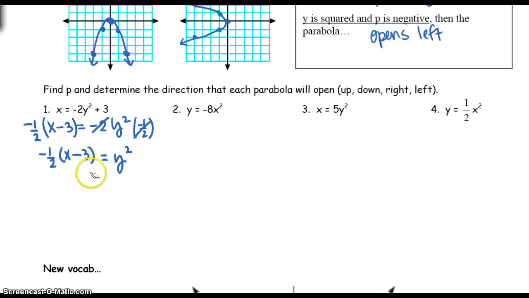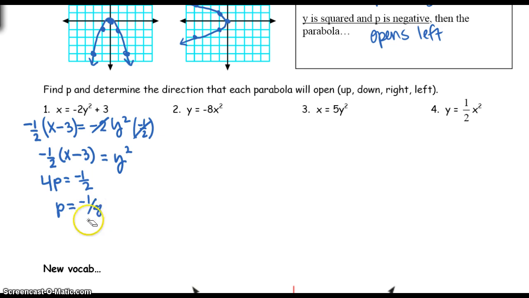Now, this looks a little different than the other 4 we just did because our vertex is not at the origin. It's not at 0, 0. Our vertex in this one would be at 3, 0, okay? We're going to talk about that a little bit when we graph. But let's go ahead and find that p-value first. So since this right here is equal to 4p, I'm going to write that down. And then to get p alone, I would divide by 4 on both sides. So if I divide by 4 on both sides, I get negative 1/8.